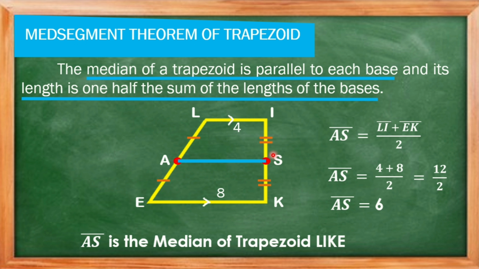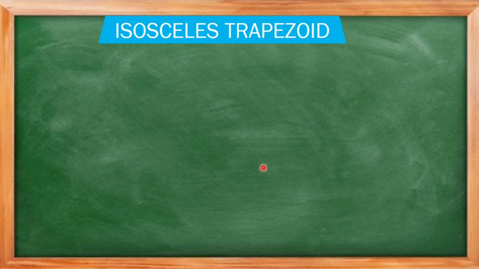Okay, ito ay pwede ninyong i-apply sa lahat ng uri ng trapezoid. Okay, next we have what we call the isosceles trapezoid.